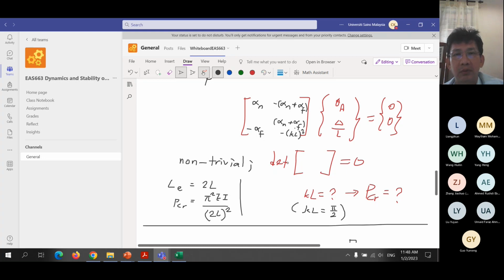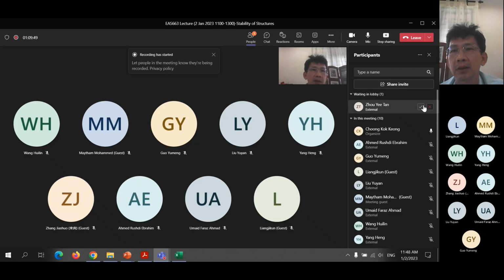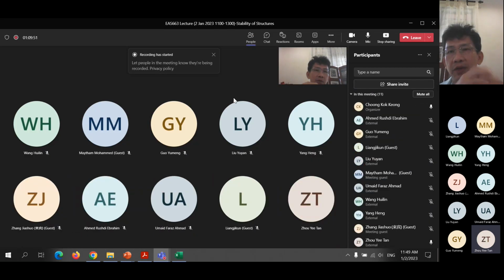And to solve for KL, the equations here are normally complicated, so we need a kind of trial and error method. Okay, so try some values of KL and then determine the approximate value of KL by determining the range, between what value and what value, it should be. So that is the solution process using the slope deflection equation method. Okay. Using the slope deflection equation method.